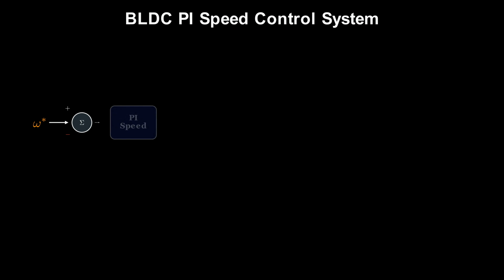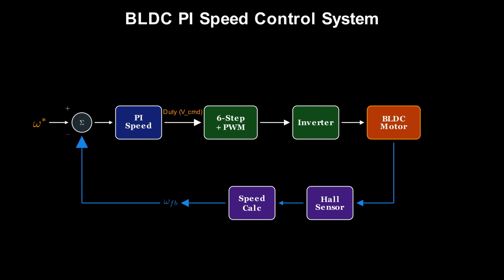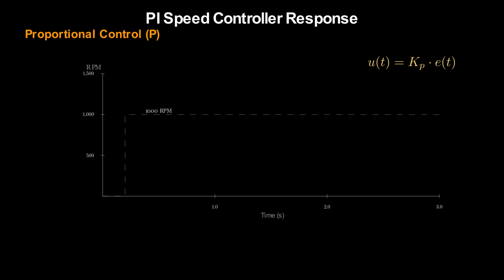Now let's take a deep dive into the PI speed control system for BLDC motors. A typical speed control loop is structured as you see here. When we input the desired command speed, the system calculates the difference from the current speed measured by the Hall sensors. This difference, or the error, becomes the input for the PI controller. The controller then calculates the appropriate PWM duty to bring that error to zero, adjusting the voltage applied to the motor accordingly. Let's look closer at what's happening inside the controller.